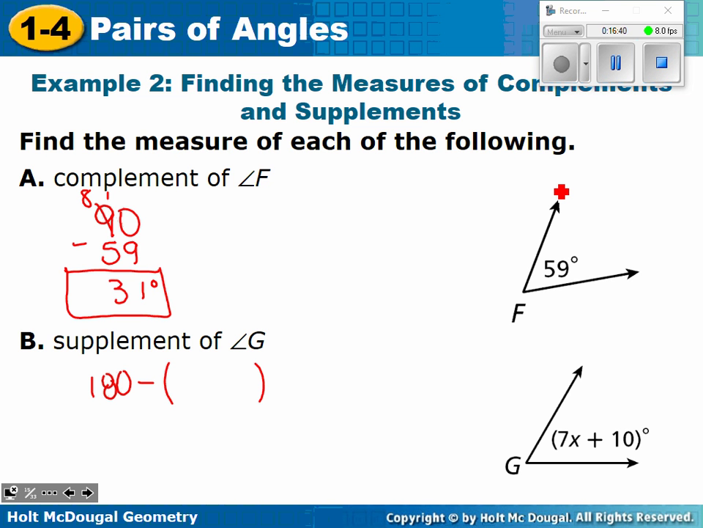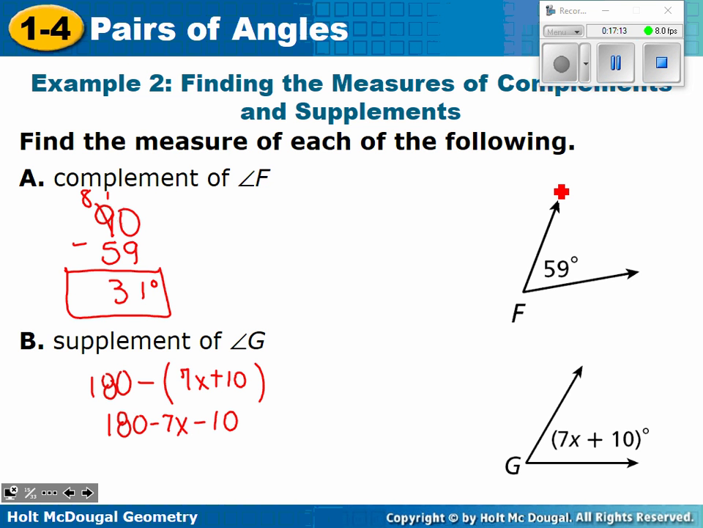What am I going to plug in for the angle? 7x plus 10. And notice I put it in parentheses. You will get this wrong if you're not careful. You're not just subtracting 7x, you're subtracting the whole thing, 7x plus 10. So what do you need to do with that negative? Distribute it. So this becomes 180 minus 7x minus 10. And where students will make a mistake is they'll put plus 10.